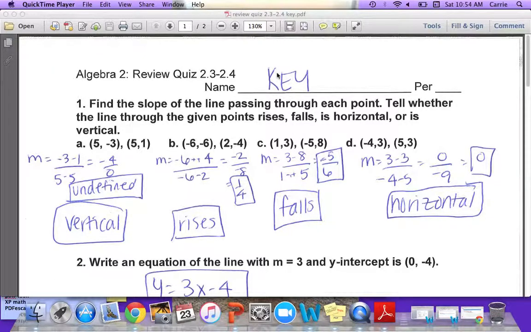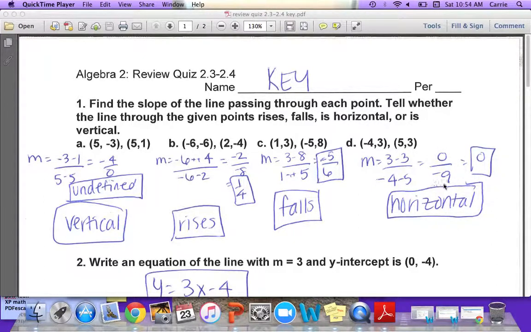Remember, our slope tree will look towards the right-hand side. If it is in the positive direction, it will rise. For it to fall, we look at C, and notice how we have a negative slope. So we're going to fall if we have a negative slope. Horizontal means we have a zero slope.